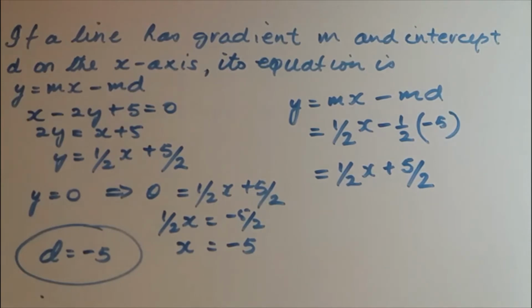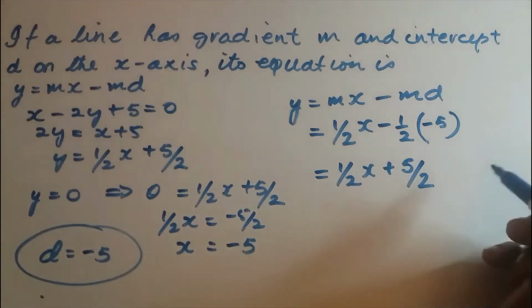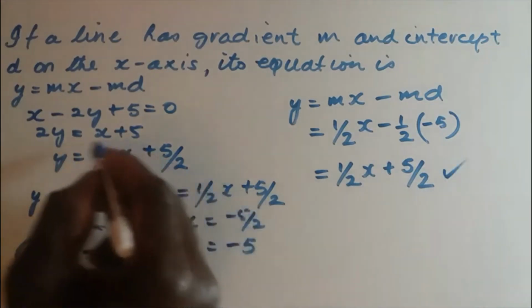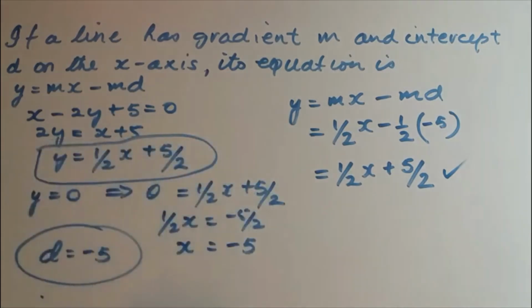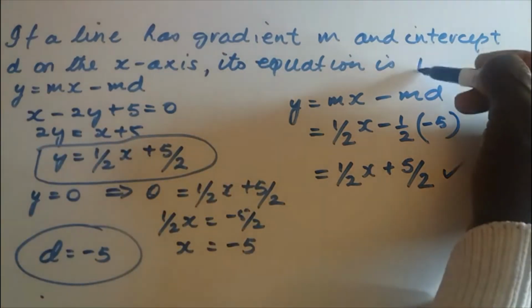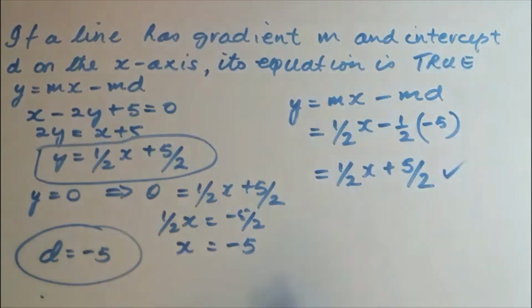So if a line has gradient m, and we check the line and the gradient m is a half, and an intercept on the x-axis called d, we've checked that the intercept on the x-axis is minus 5. Then its equation is y equals mx minus md, which we've just confirmed is the same as this equation here. So this is a true statement.